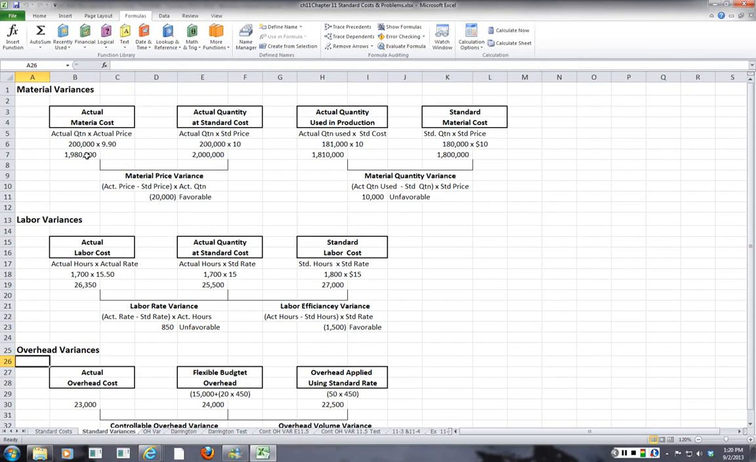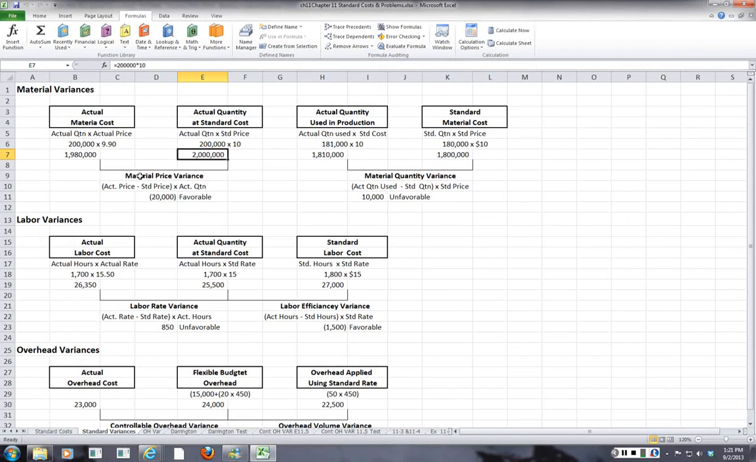In this specific situation, you have the actual quantity times the actual price of a 200,000 unit purchase here at $9.90. So that total purchase price is $1,980,000. And that's compared to the actual quantity at standard cost. The actual quantity is 200,000 units, but the standard cost is $10, so the actual quantity at standard cost is $2 million.